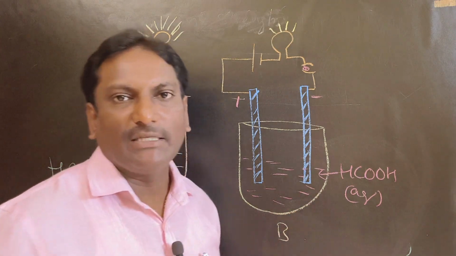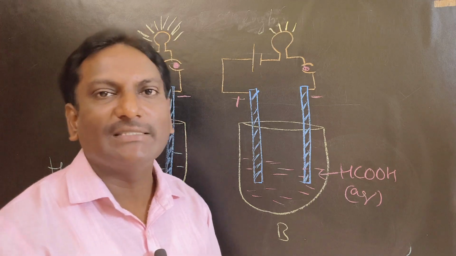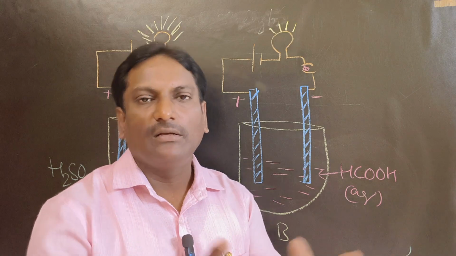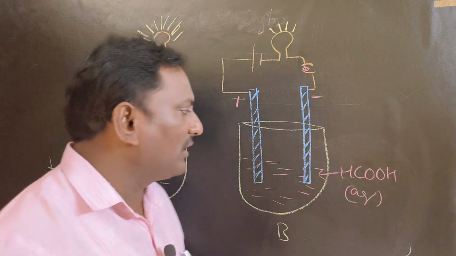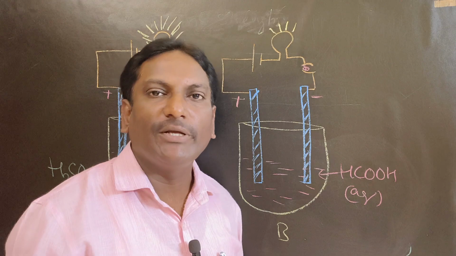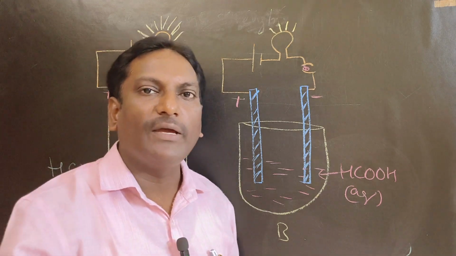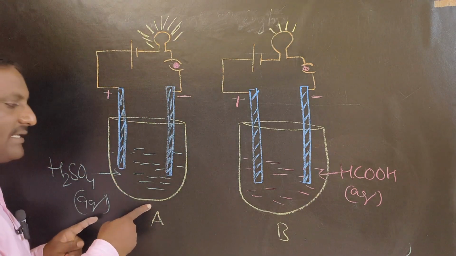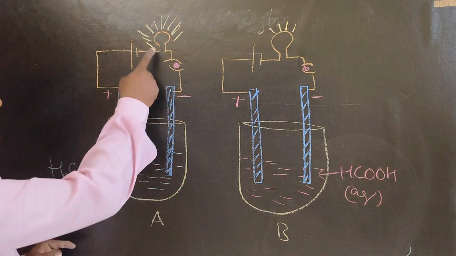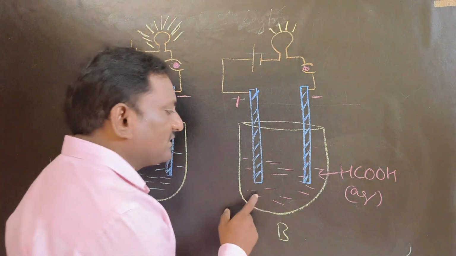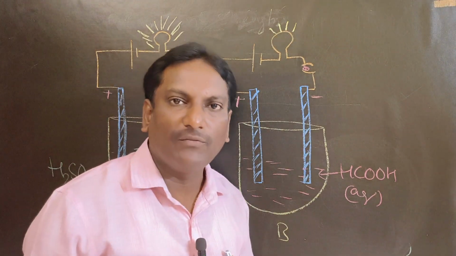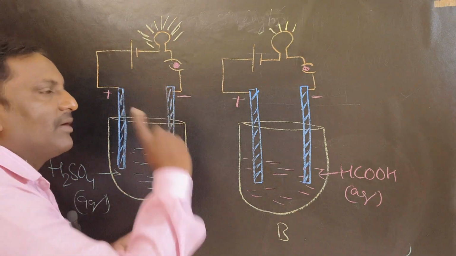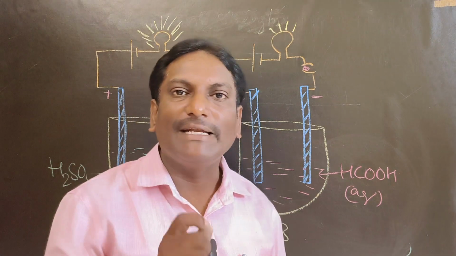Formic acid is a weak acid. Being a weak acid, it produces very few ions. That means molecules split into ions and ions combine to give back molecules. So due to the reversible reactions, there is no availability of more ions. If the number of ions increases in the solution, the conductivity increases. Here the number of ions increases, so the conductivity increases and the bulb glows brightly. In this case, there are not many ions, so the conductivity decreases compared to this, and the bulb glows dimly.